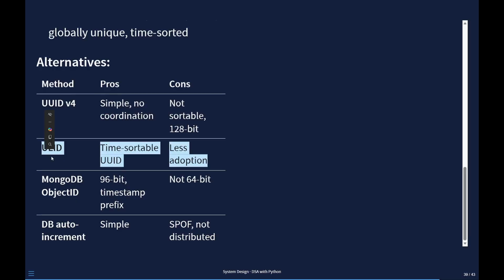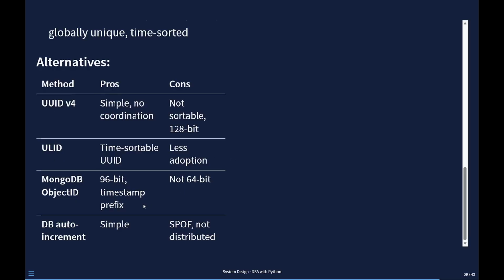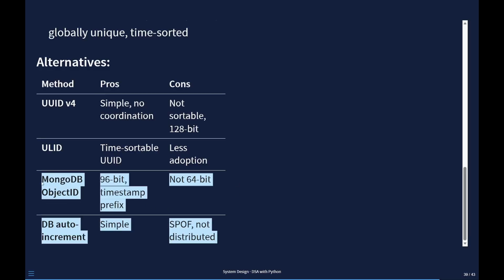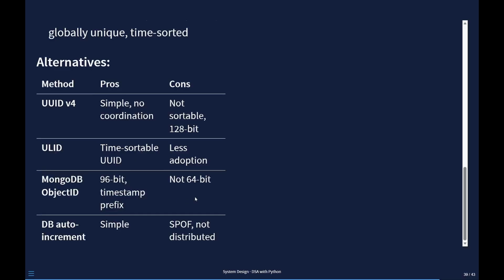ULID, Universally Unique Lexicographically Sortable Identifier, is a time-sortable UUID variant, but has less ecosystem adoption. MongoDB Object ID is 96-bit with a timestamp prefix. DB Auto Increment is the baseline, simple, but a SPOF.